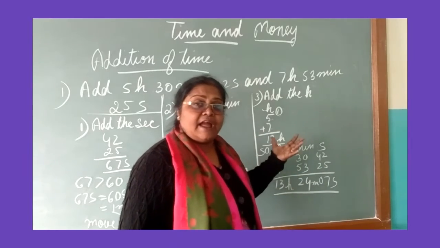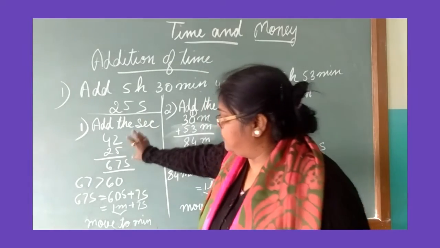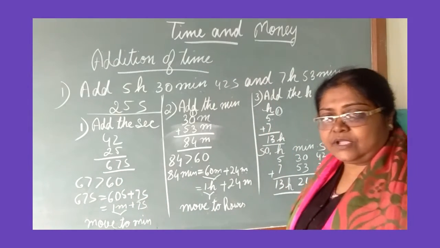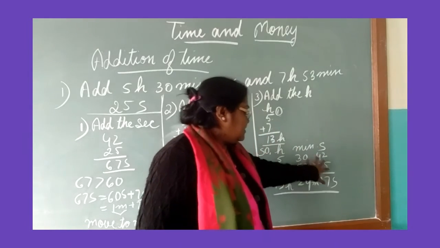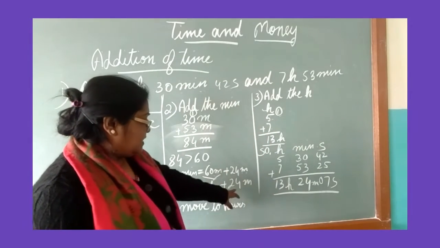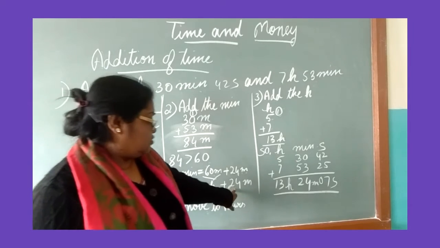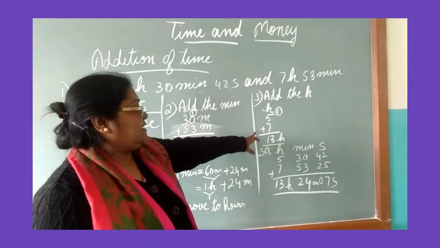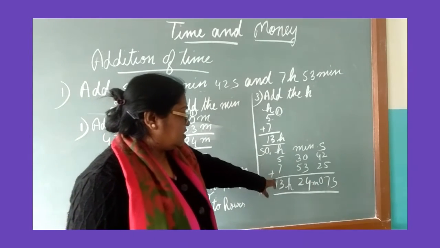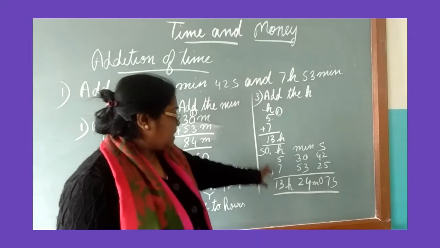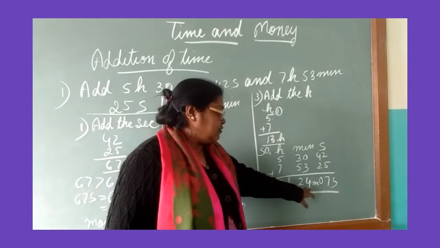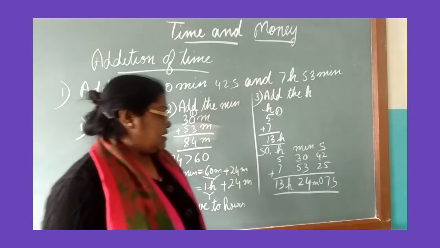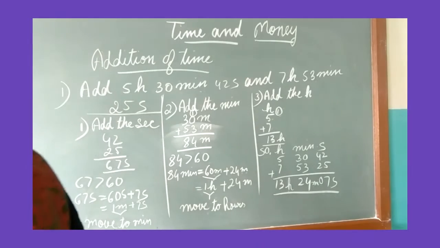This addition we have done beforehand. So what have you got here? 7 second, so you will write here 7 second. When you have added the minute, what answer you got? 84 minute, so here you will write 24 minute. And when you have added the hour, what you got here? 13 hour. So what answer came? 13 hour, 24 minute and 7 second.